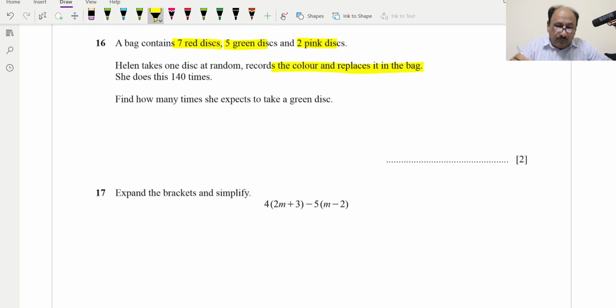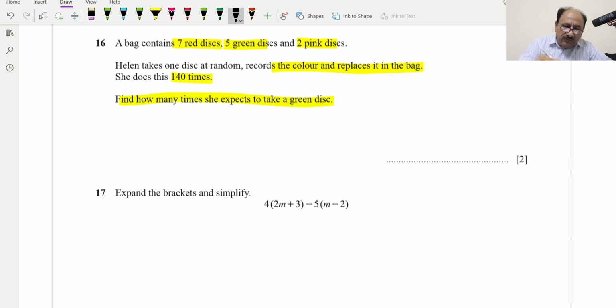Replacing the disc back in the bag is important because the situation remains the same. It's not changing even after the first draw. She does this 140 times. Find how many times she expects to take a green disc.